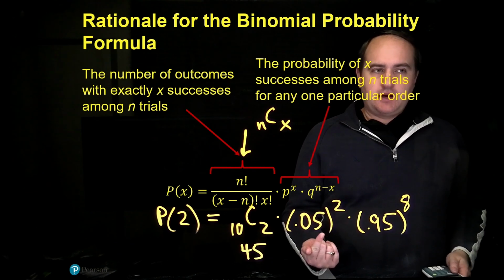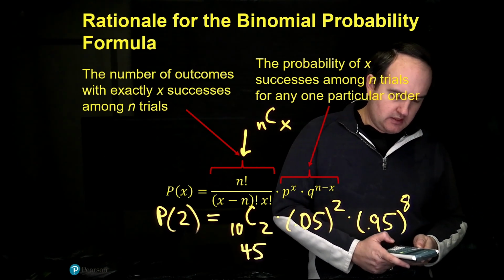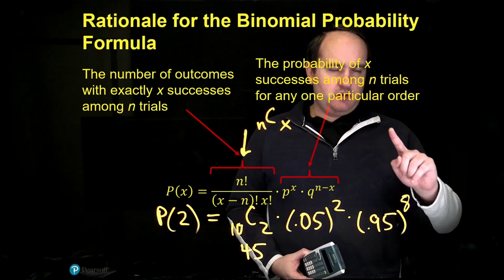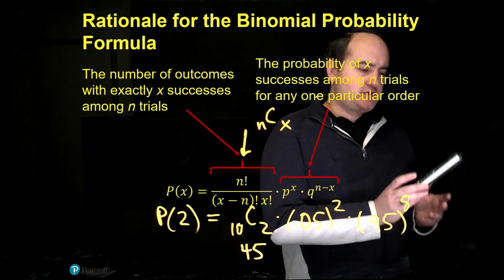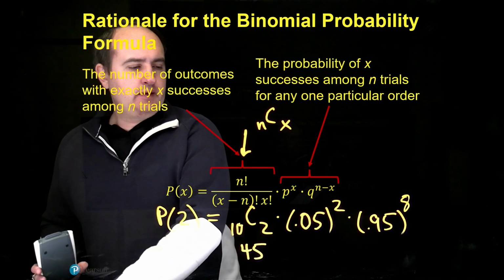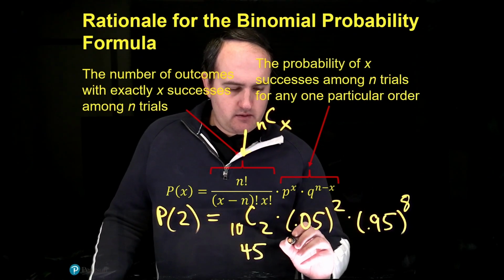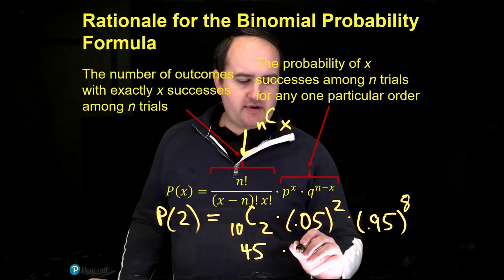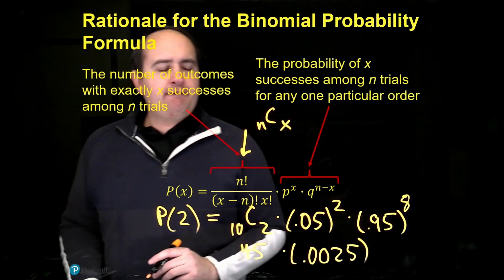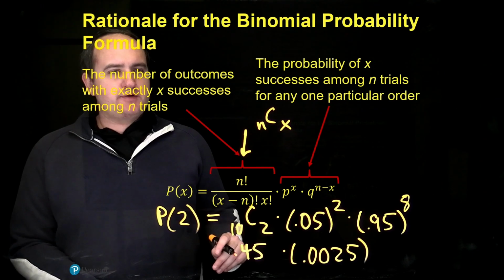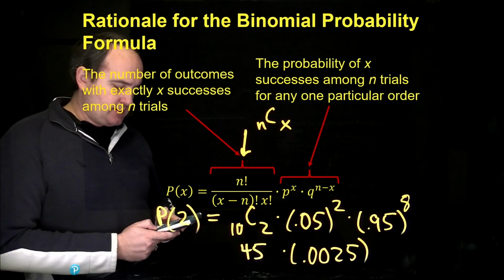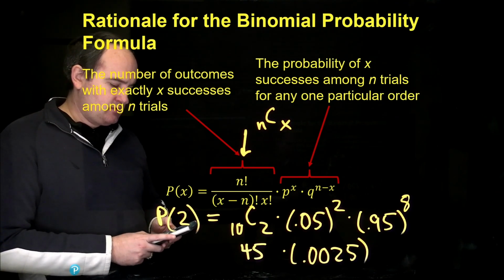Okay, 0.05 squared, I can just type that into my calculator. On my particular calculator, the exponent button looks like an up arrow, sort of. So I just do 0.05, I press the exponent button, and then I press 2. And that tells me that 0.05 squared is actually 0.0025. Okay, and then we also have times 0.95 to the 8. So using the same exponent button, I can do 0.95 to the 8th power.